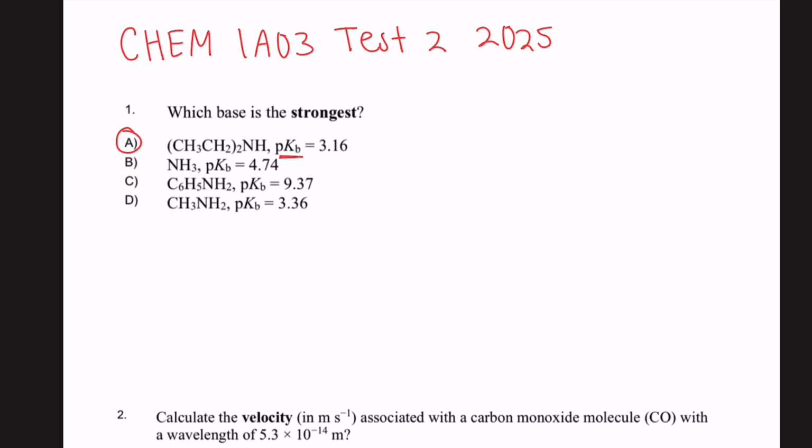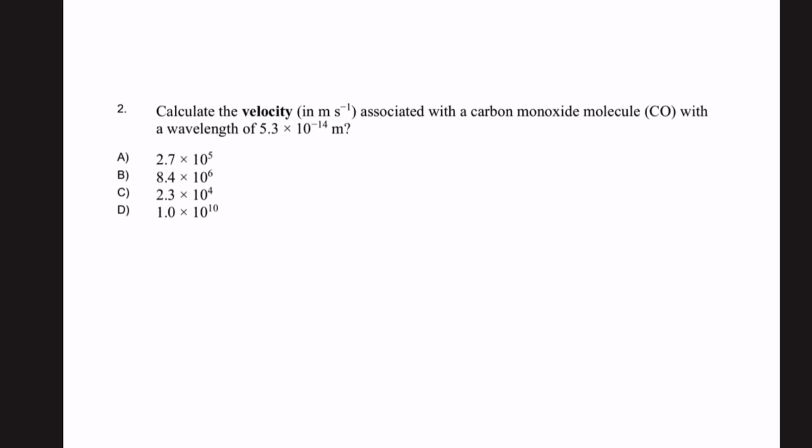Another way you can think of this is if the pKb is lower, the Kb is going to be higher. And we know that Kb is the concentration of products over the concentration of reactants. So if the Kb is higher, that means the concentration of products is higher and the base dissociates more. So it's the strongest.